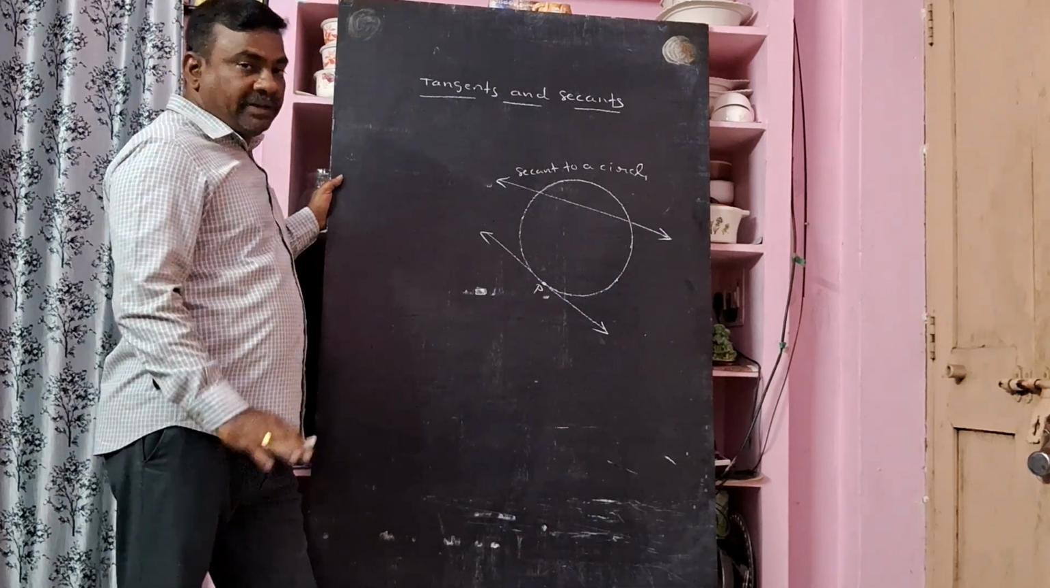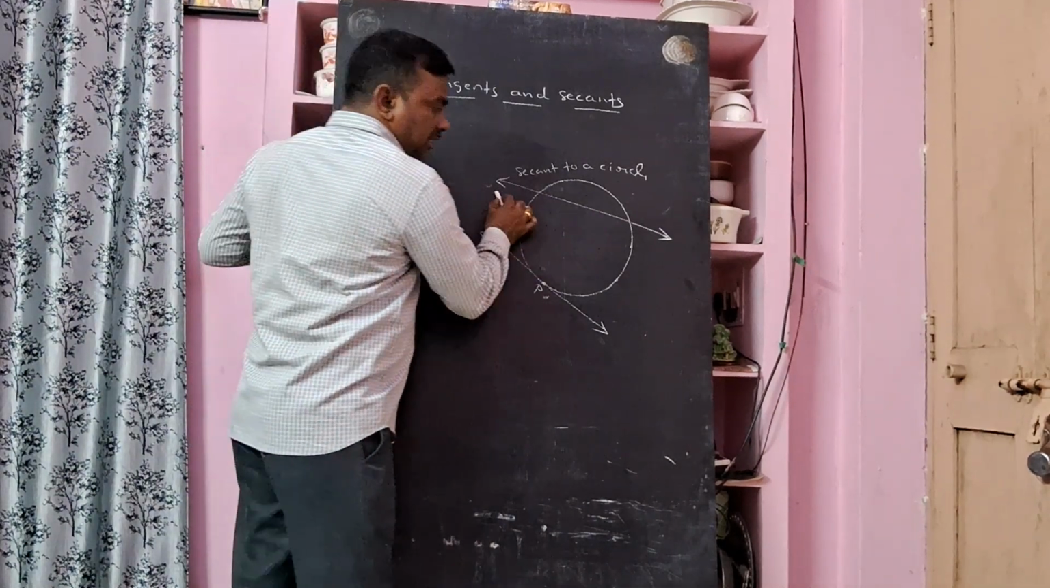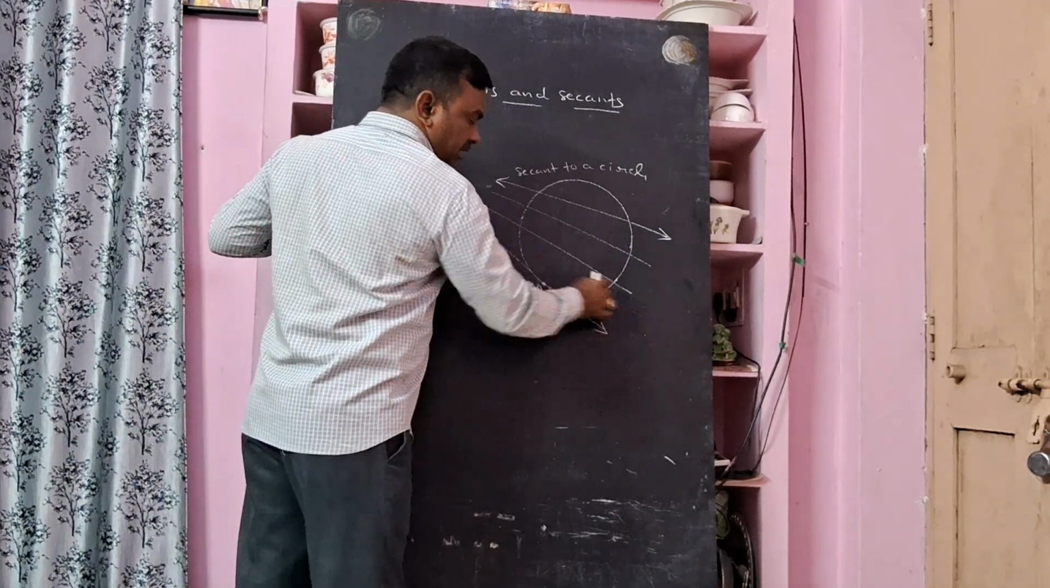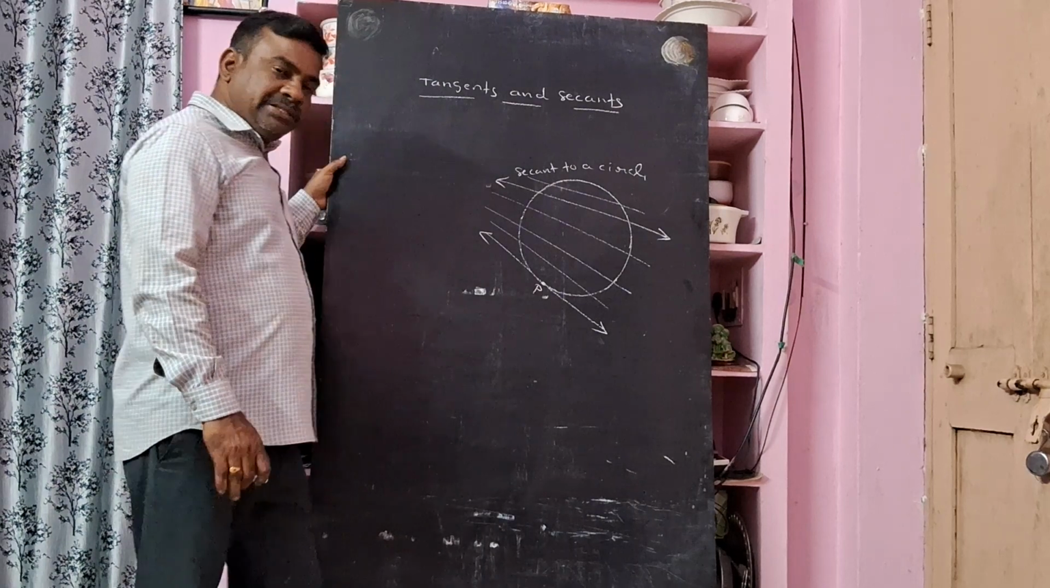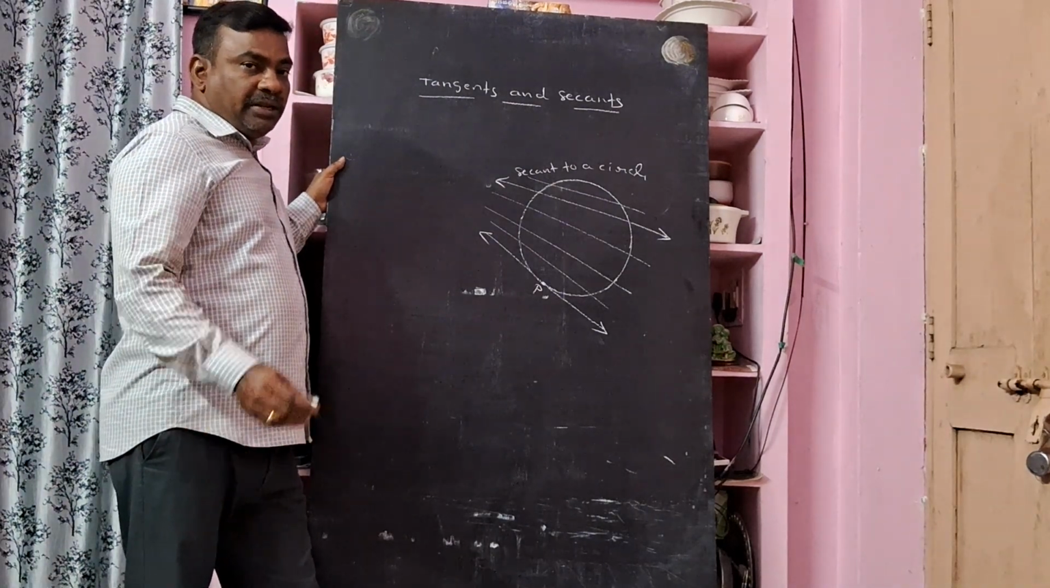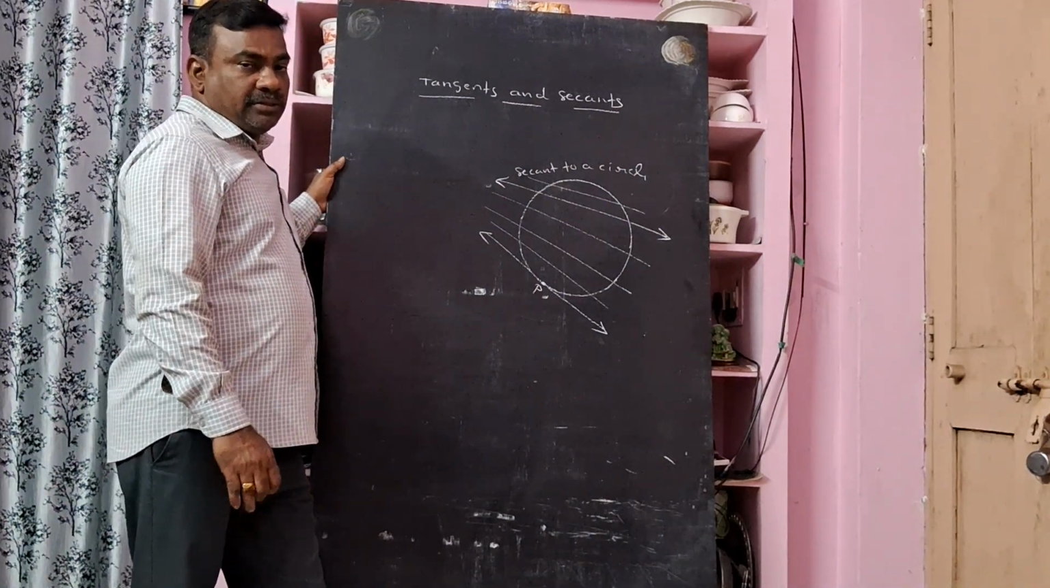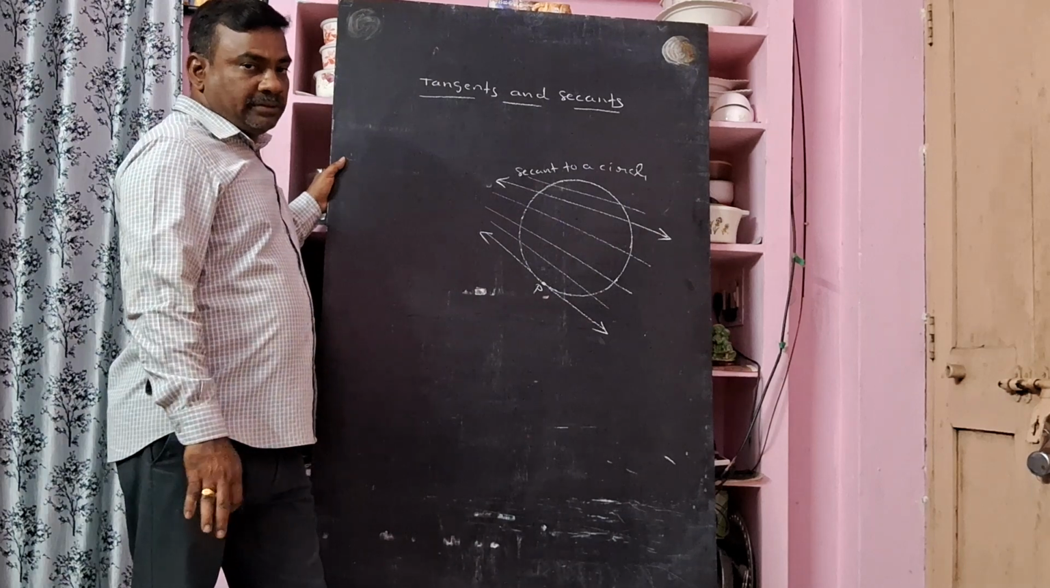Now, how many secants can you draw to a circle? Infinite secants we can draw. This is one secant, this is another secant, this is another secant. So many secants, infinitely many secants we can draw to a circle.